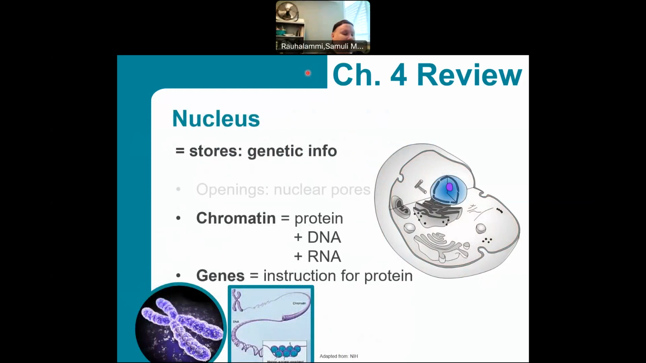Another structure of the cell that I want to start by discussing is the nucleus. The nucleus is where the DNA of the cell is housed, so the genetic information.